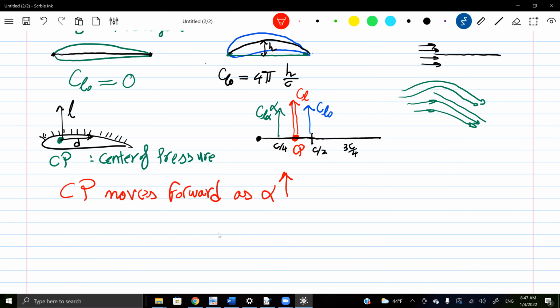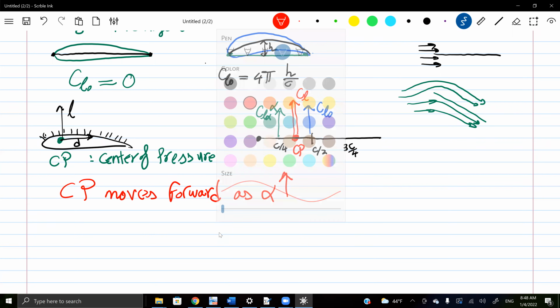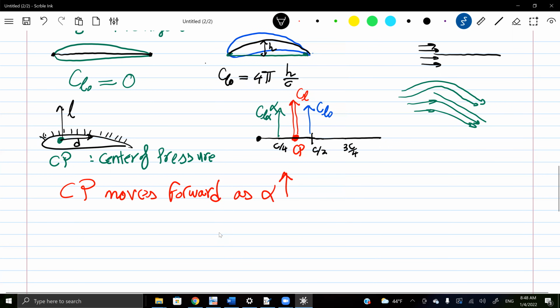Would it be the quarter chord? Yes, any reason behind, any justification? Again, just thinking together. Maybe because the center of pressure slowly approaches the quarter chord, and that's where it will, I guess, end. I see. So that's actually a good suggestion. Let's try to study it in more detail.